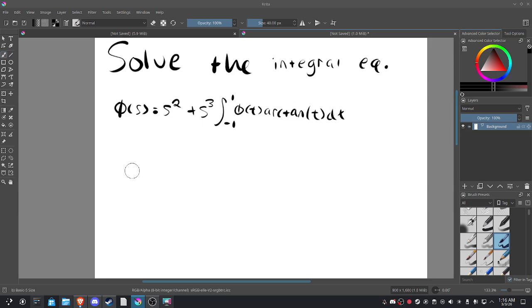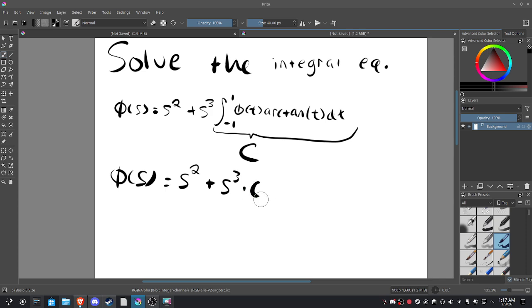Okay, so first thing we can notice is that this integral is a definite integral, which is quite convenient. That means we can just call it c, constant c. So phi of s equals s^2 plus s^3 times c, or you can even write that a little bit better, just cs^3. Okay, great.